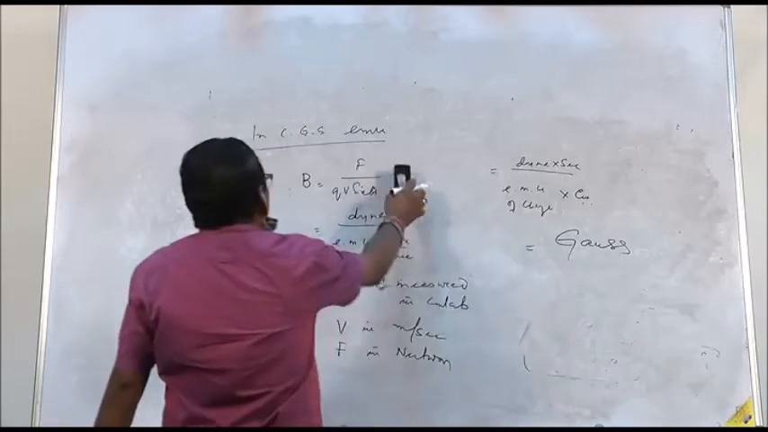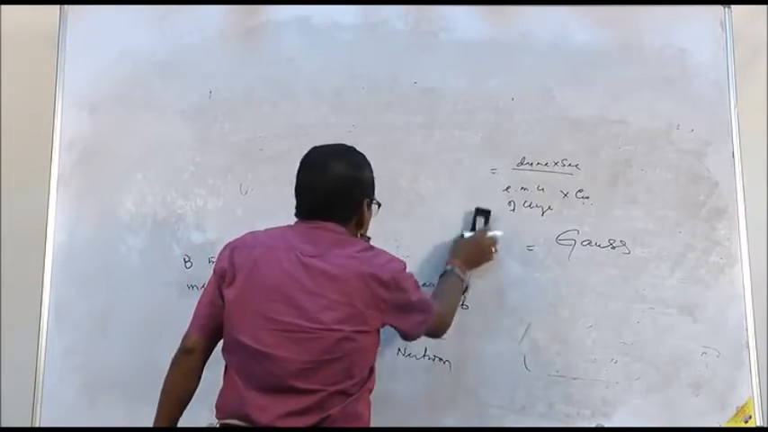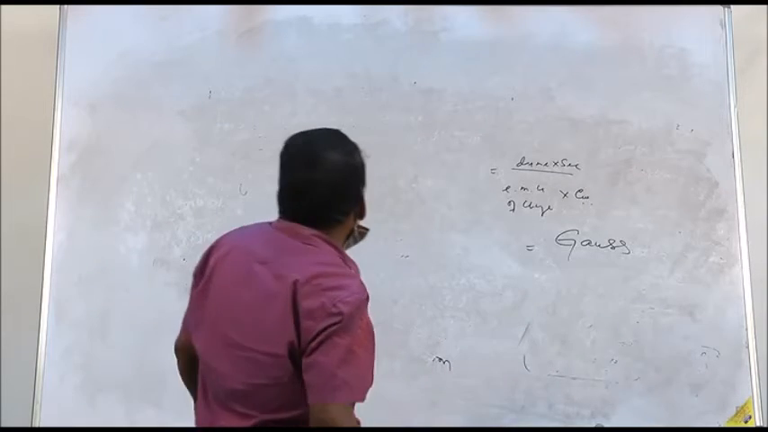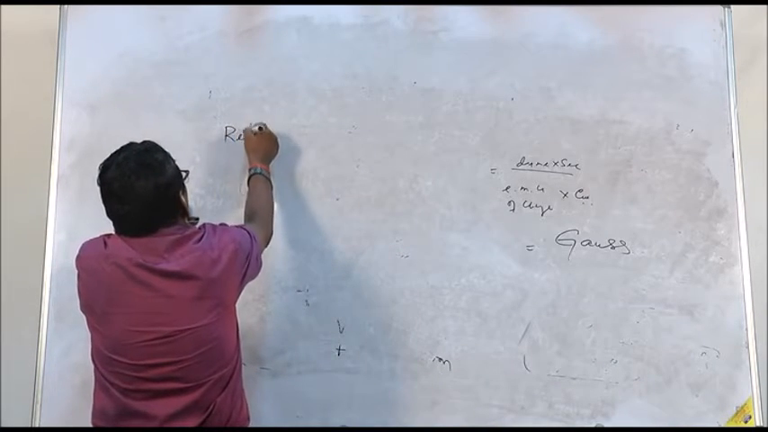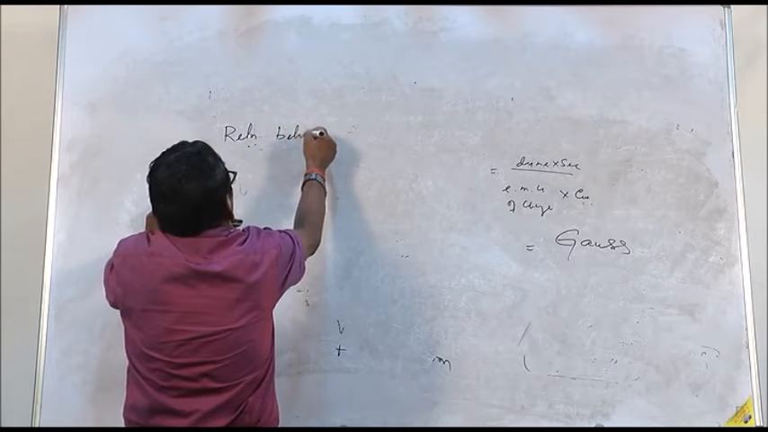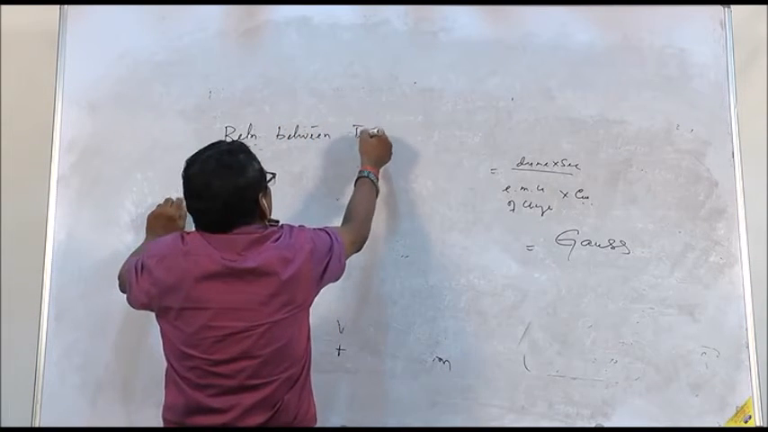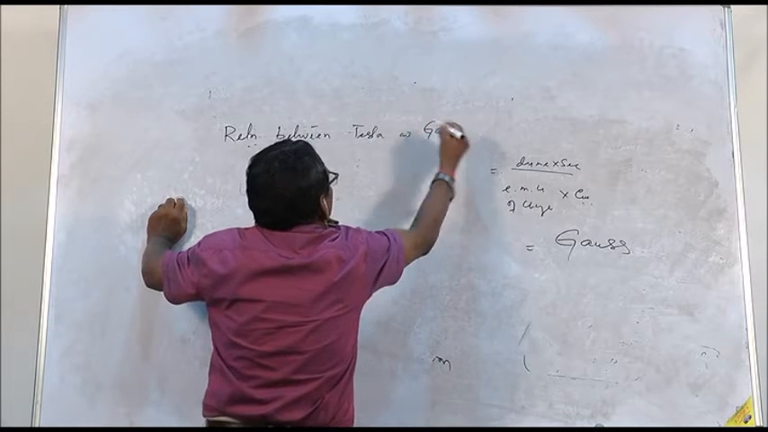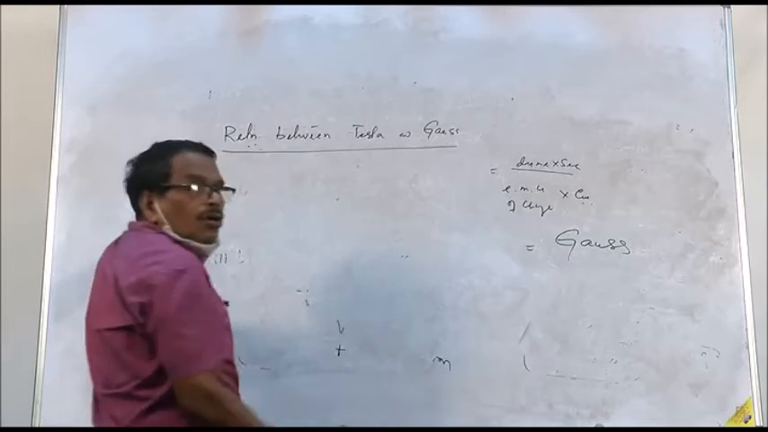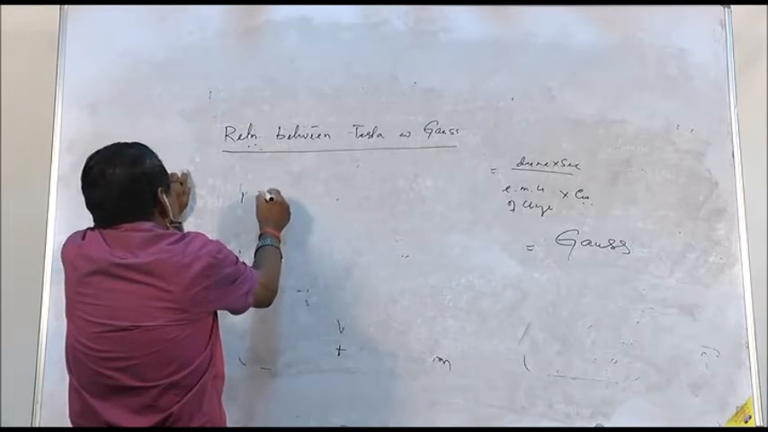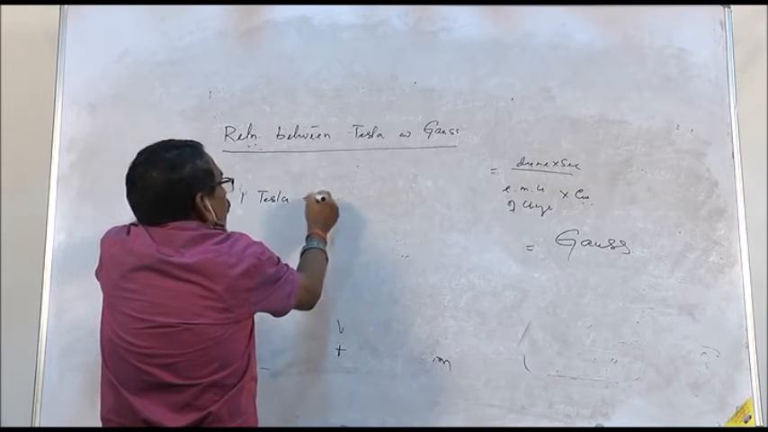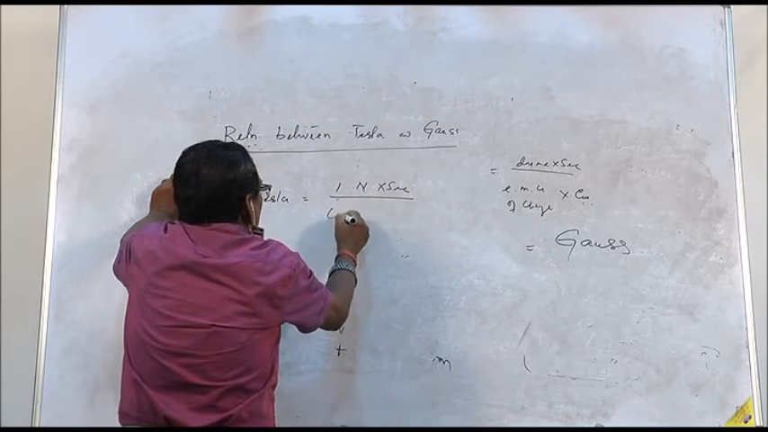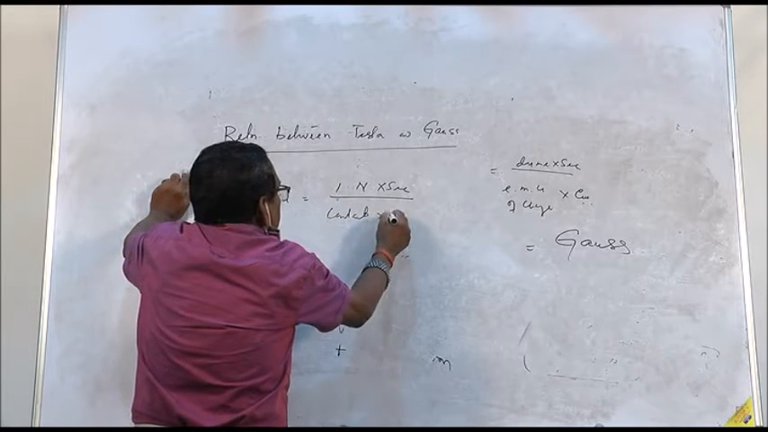Now you can correlate, as you have already been correlating so many units from the CGS system to the MKS system. Similarly, you can have a correlation between Tesla and Gauss. The relation between Tesla and Gauss is very important. How to correlate Tesla and Gauss? 1 Tesla is equal to 1 Newton into second by Coulomb into meter.